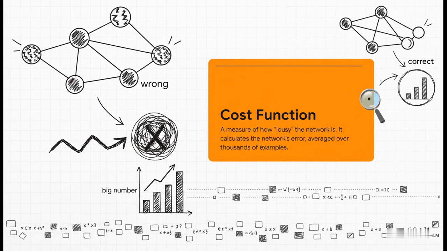First things first, we need a way to know when we're screwing up. This is where something called the cost function comes in. It's basically a way of telling the computer how wrong it is. So when the network sees a 3 but its output is just garbage, the cost function spits out a really big number. When it gets it right, it spits out a small number. You can think of it as a lousy score for the network, averaged out over thousands of different examples.